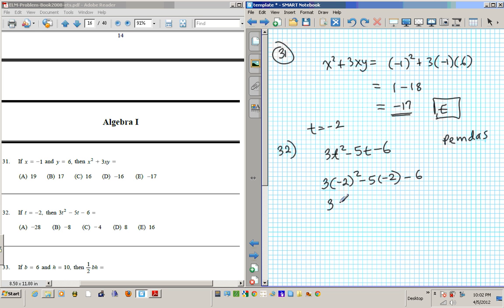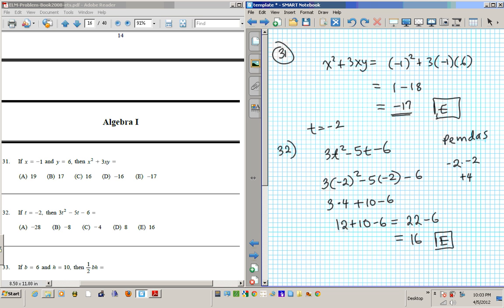-2 squared is 4. You have to be really careful because when you multiply -2 times -2, the minus is multiplied to give you a plus 4. Okay, it's not going to be -4. So this square changes this minus to a plus, okay? So 3 times positive 4, minus times the minus again is going to be positive 10 minus 6. So that's going to give us 12 plus 10 minus 6, which is 22 minus 6. And then the final answer is 16. Okay? So your answer for 32 is E.